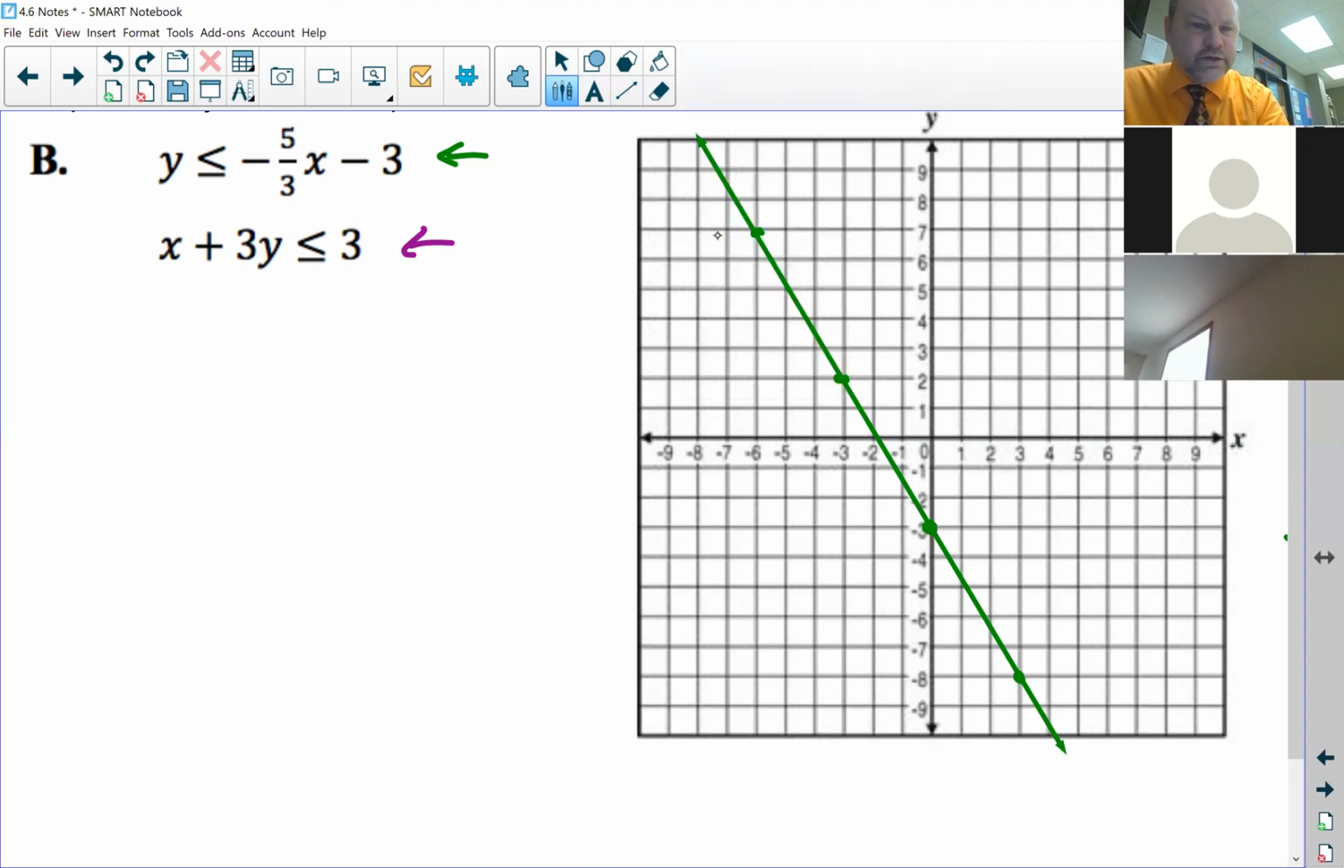And shade below. Now again, this one's getting a little steeper, so if you're not sure what below is, you could pick a point, or you could just say, well, let's see. I need to be below this point right here, so it's got to be down in this area.